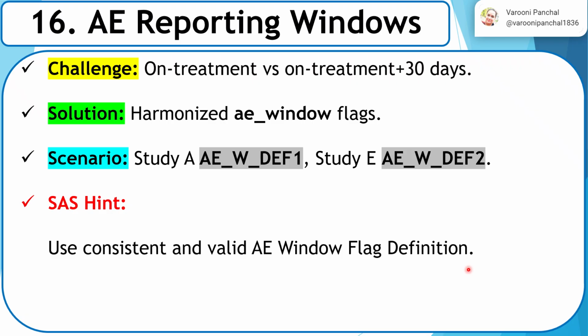Also, when you are combining the adverse events, let me give an example. In 12 individual studies, different adverse event definitions were used, and events were classified as adverse events. Now you have combined all those 12 individual study adverse event databases into one data set, and you have used the new consistent and valid AE window flag definition. So you have to redo the analysis and recalculate whether the events fall under the adverse event by using the new definition of the ISS and ISE study. I hope this is clear.